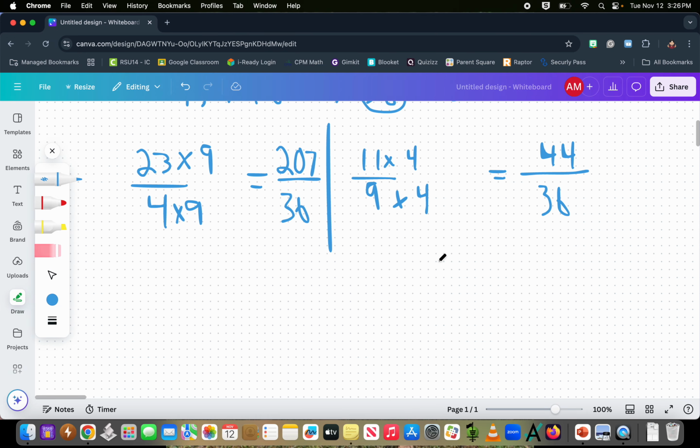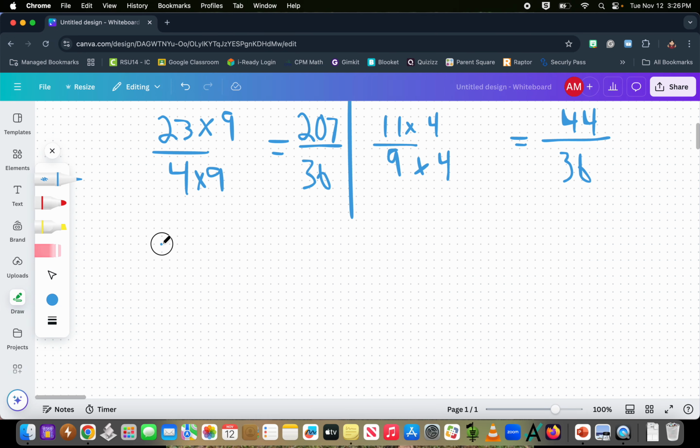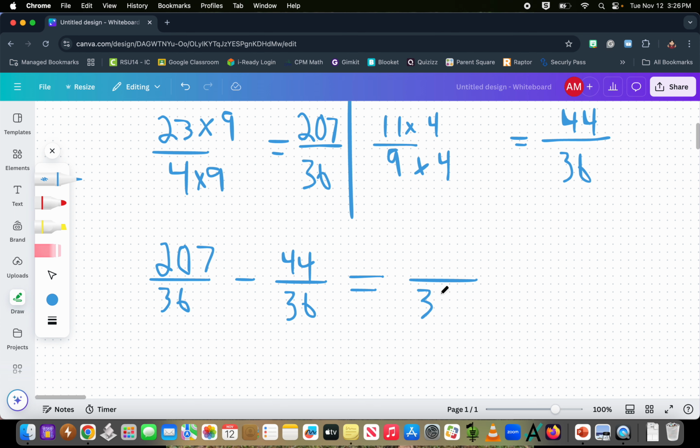Now I'm going to take both of those and subtract them. So I get 207 over 36 minus 44 over 36. Just like addition, the first thing I'm going to do is bring my denominator right over here. I'm not going to subtract it. I'm not going to add it. I'm going to bring it right over here. And then I'm just going to subtract 207 minus 44.